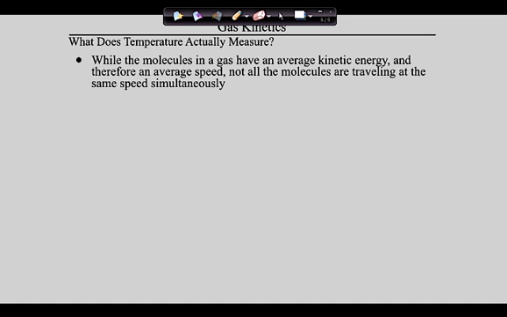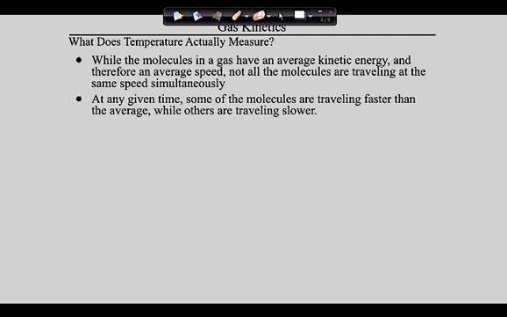So if that's the case, what's actually going on? Well, guys, at any given time, some of these molecules are moving faster than the average. Some of these molecules are moving slower than the average. And when you take the temperature, what you're actually doing is measuring the temperature or speed of an average molecule. And some are moving faster and some are moving slower.